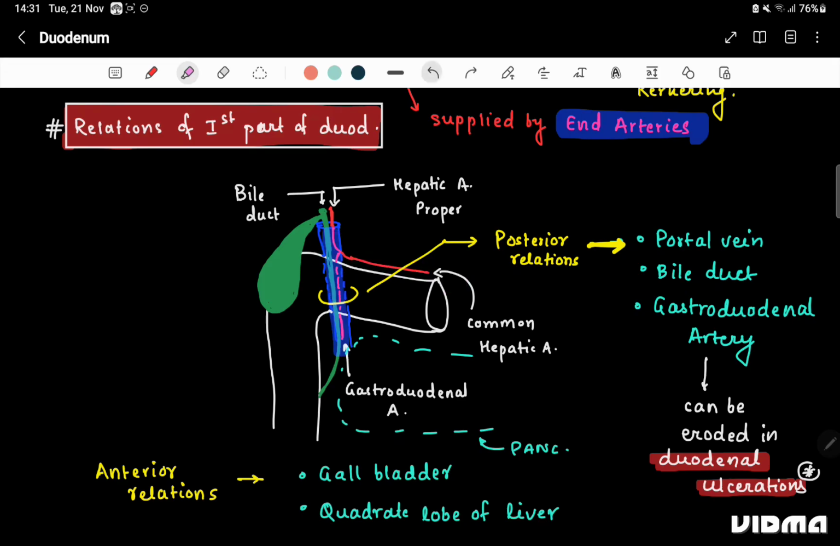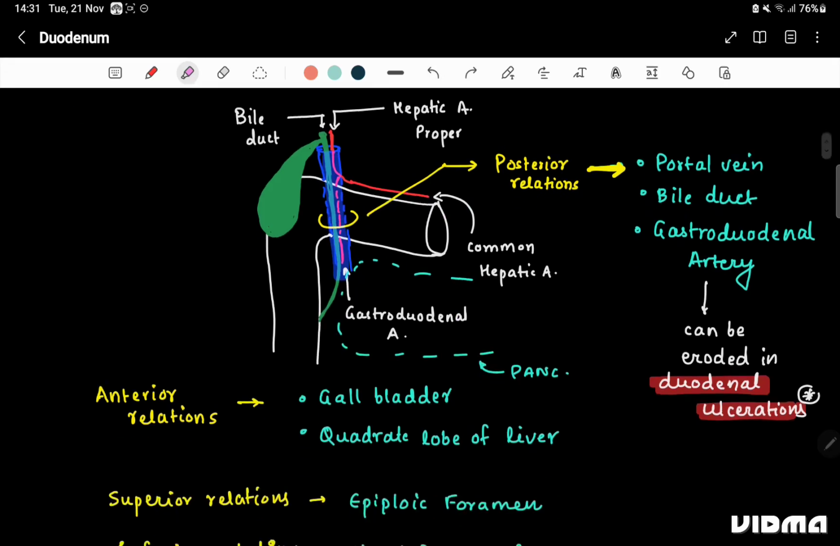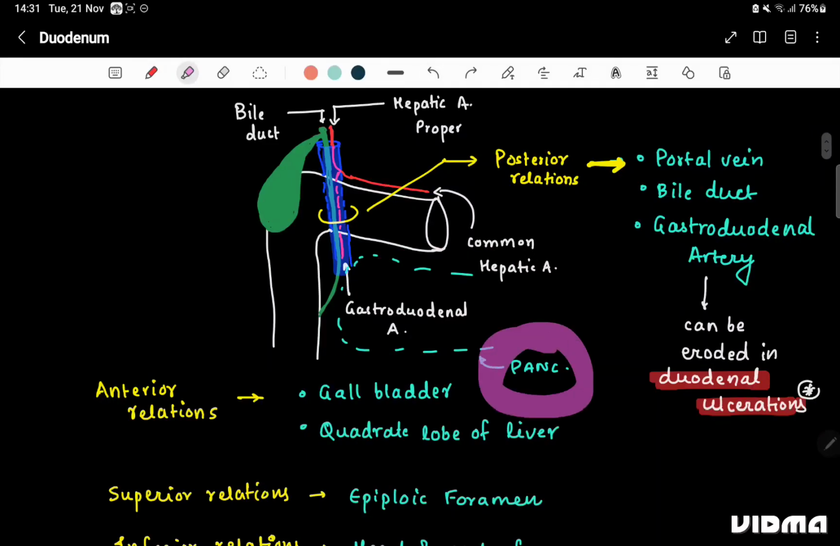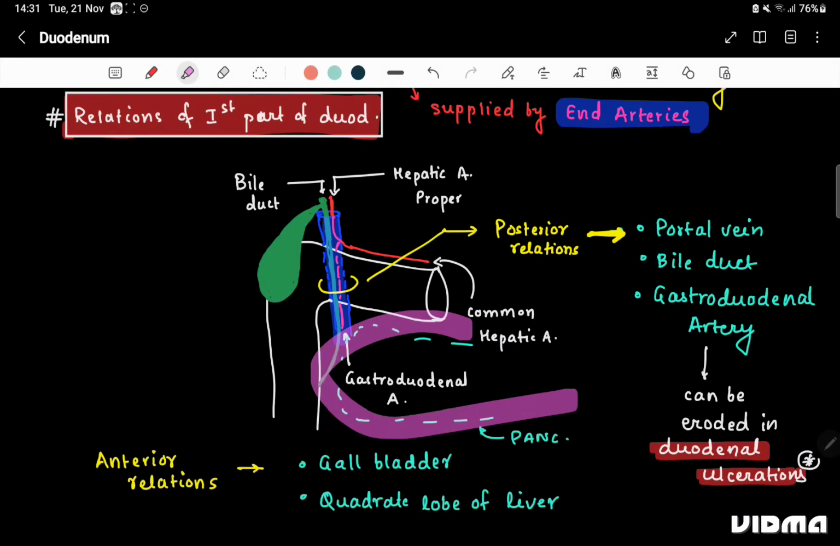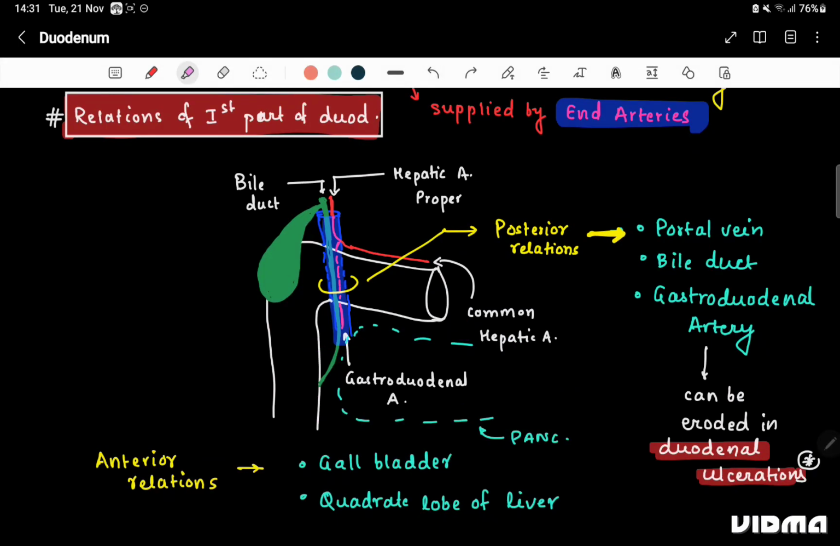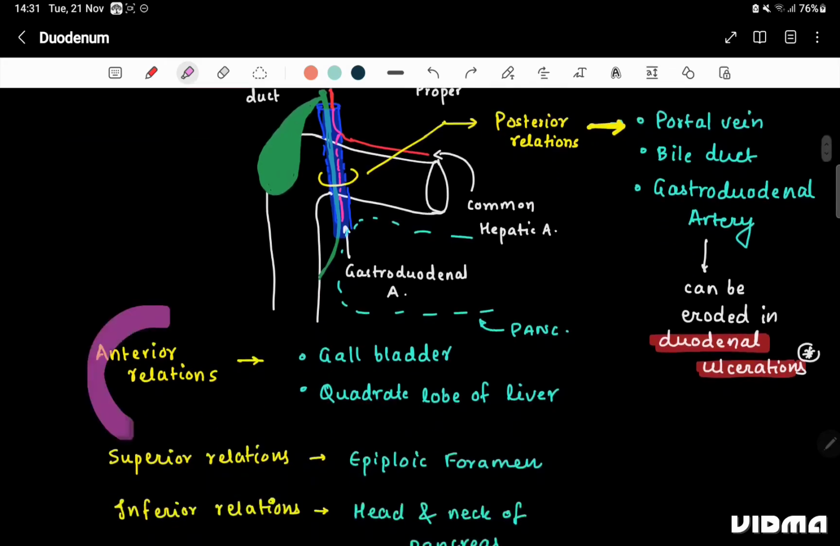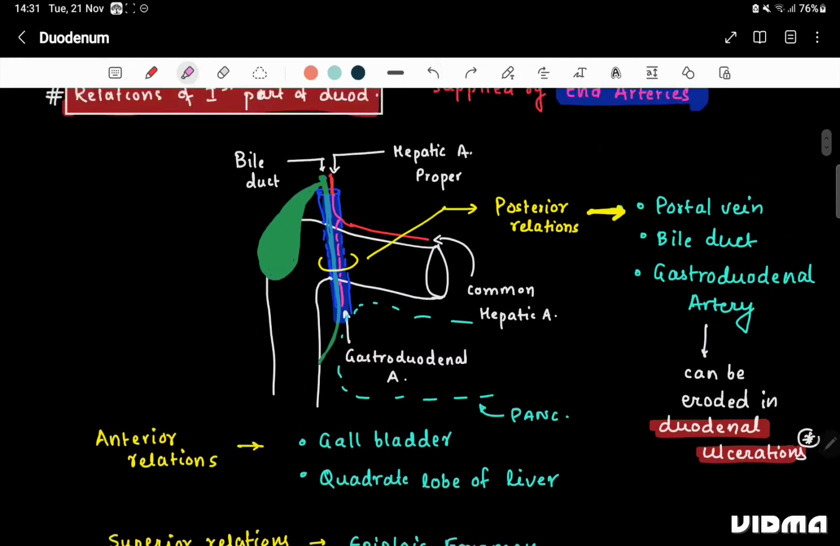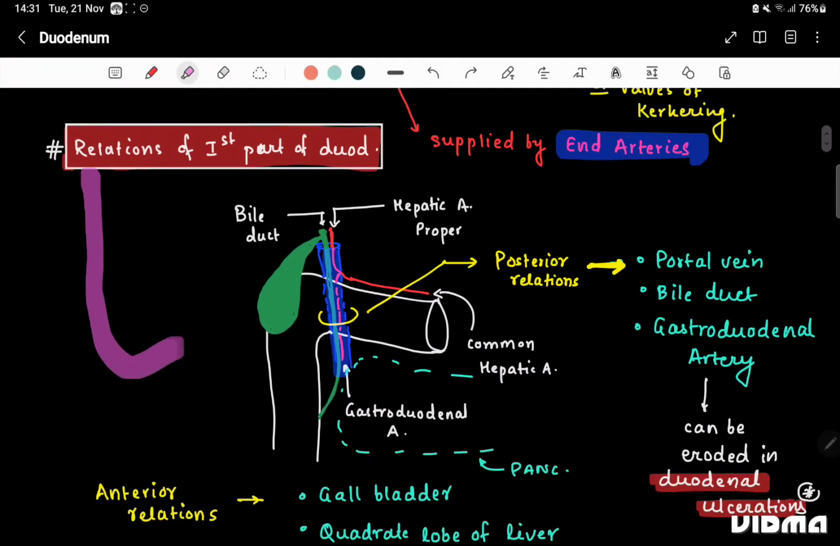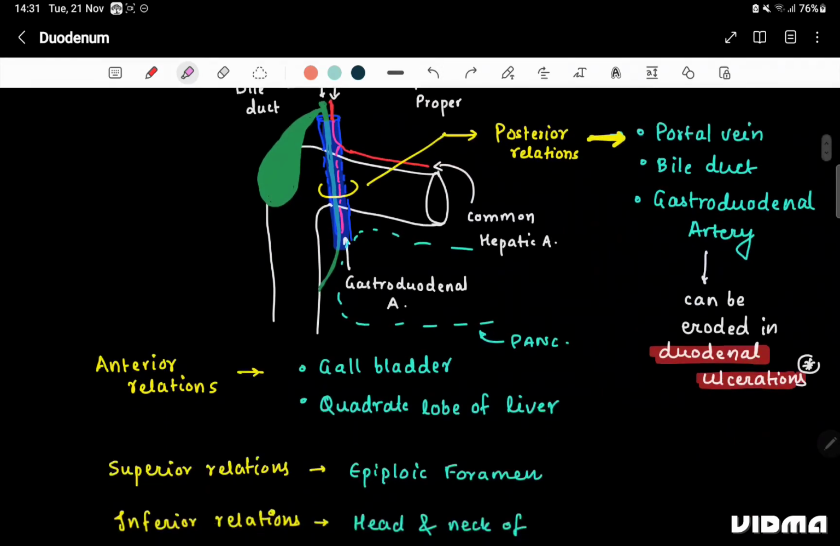Then what is going inside is the gastroduodenal artery. Remember, we talked about the gastroduodenal artery. It runs like this, and the pancreas is also present in this part, and these are your relations. So for the anterior relations, you have to look and write: the gallbladder and the quadrate lobe of the liver. If there will be liver like this, the quadrate lobe of the liver will be the anterior relation of your duodenum.